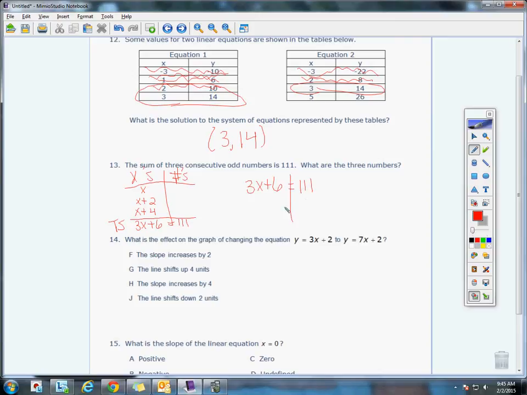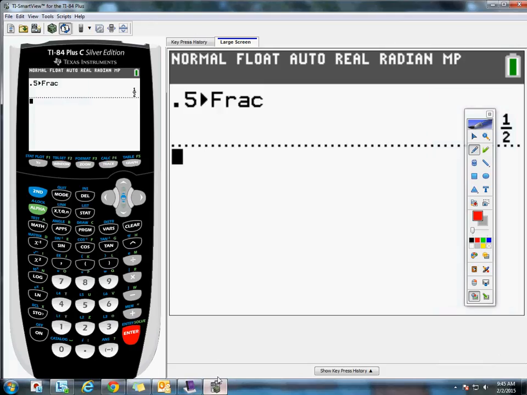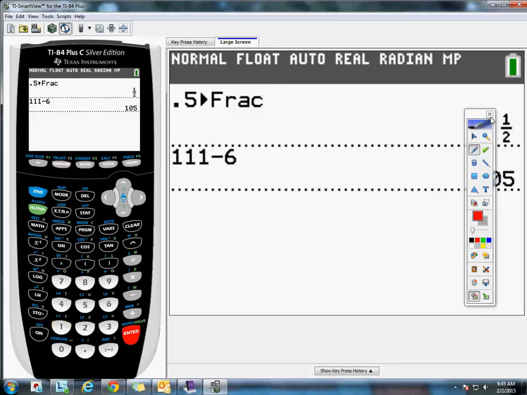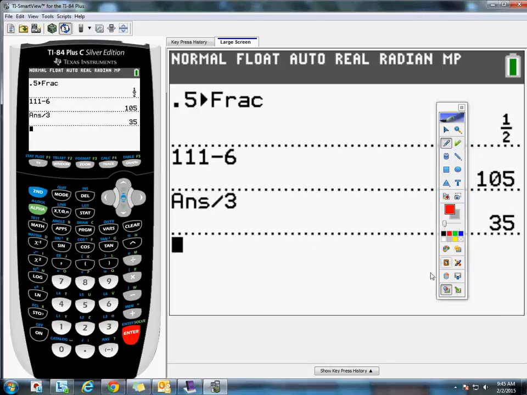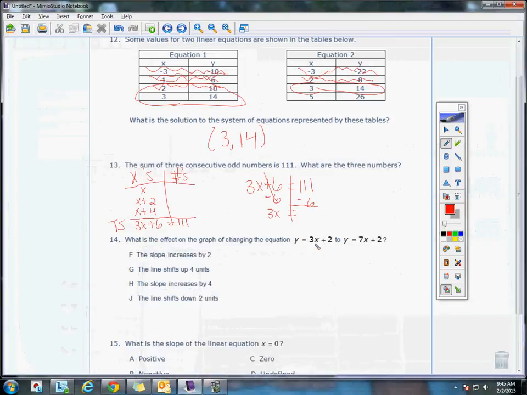Simple two-step equation. Subtract 6 from both sides. We get 3x is equal to 111 minus 6. Okay, and so again, if you need to, you're more than welcome to use your calculator. Just do 111 minus 6, and we're going to divide that. We get 105. We're dividing both of that by 3, so x is going to be 35. So we have 105, divide both sides by 3 to get x to be 35.